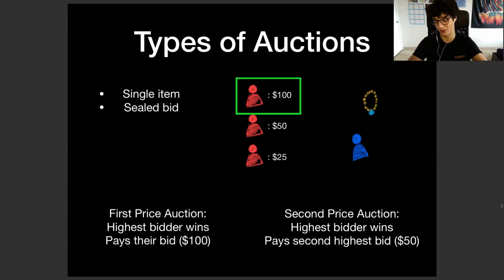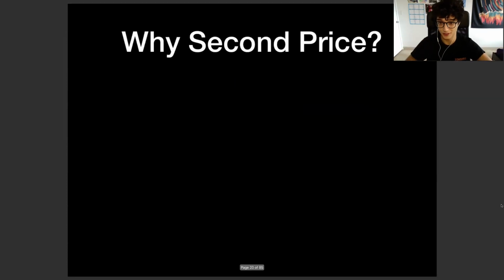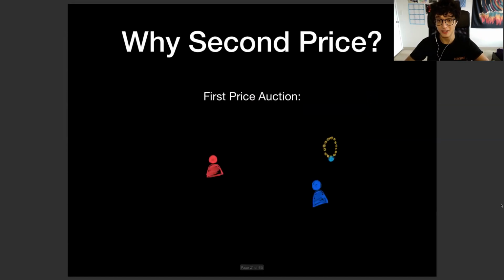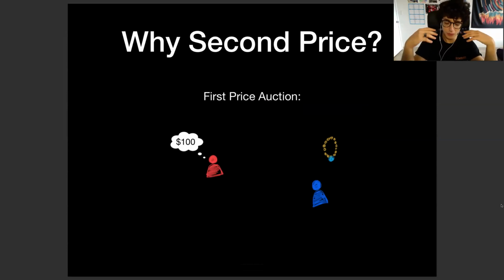Now, if you're new to auction theory, this might seem like a kind of confusing thing. Like, why would we ever do this? And hopefully this little next example will help illustrate the benefits of the second price auction. So let's consider a first price auction. And let's say I'm a bidder who comes along and I have an internal value for this necklace of $100. So what bid will I submit into this auction? Well, I'll submit a bid something like 75.